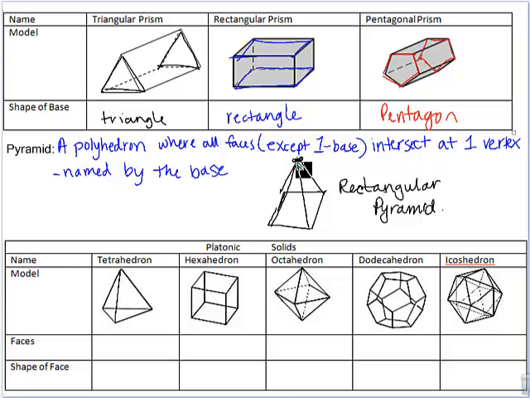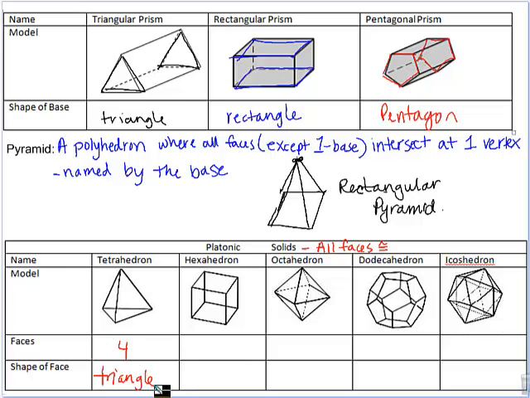And then there are some other solids that are kind of special solids. We have our Platonic solids. Platonic solids are where all the faces are congruent to one another. So there's a finite number of these. We can have a tetrahedron. Tetra, that prefix means 4. So there are 4 faces here, and each face is a triangle. And that's what our tetrahedron looks like.